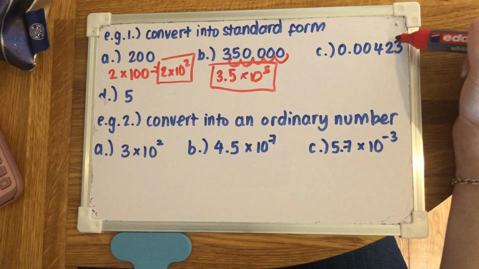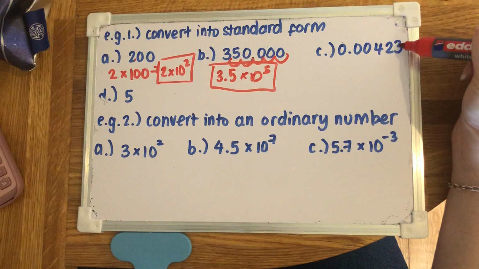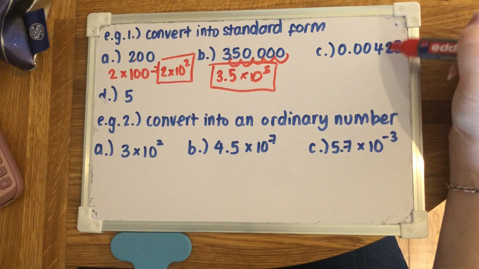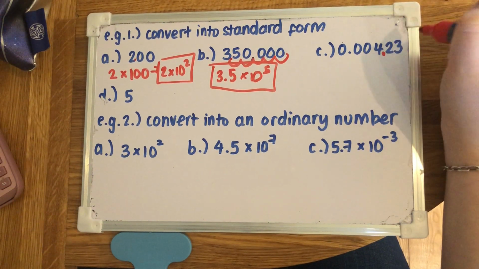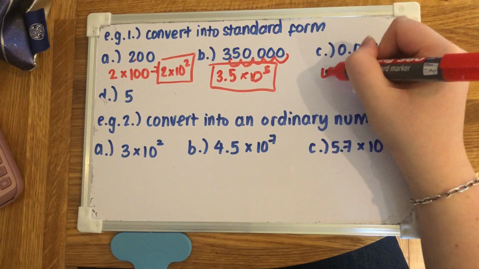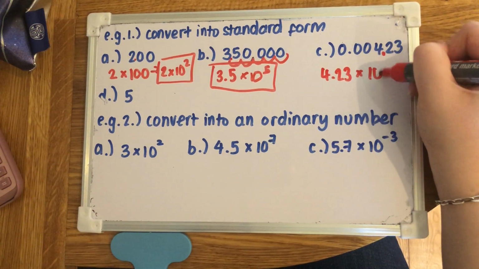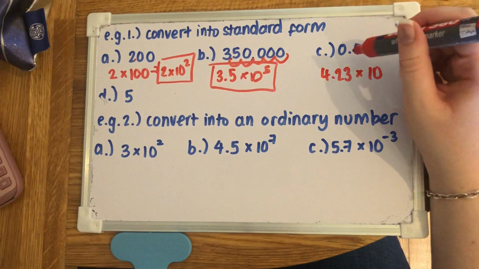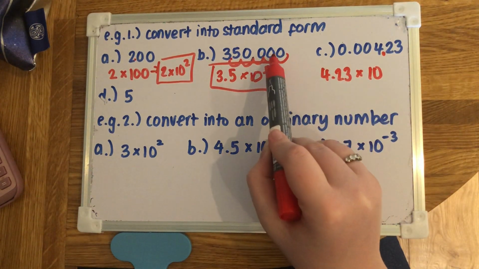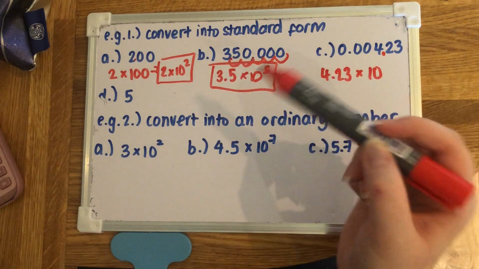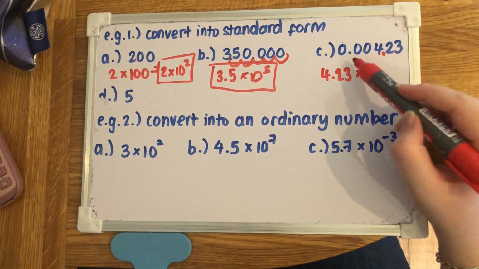So again, it can't be 423 at the front. It can't be 42.3. It's going to have to be 4.23. Okay, now this time, with the previous one, the times that I moved, I was moving to the left. This time I'm going to be moving to the right.